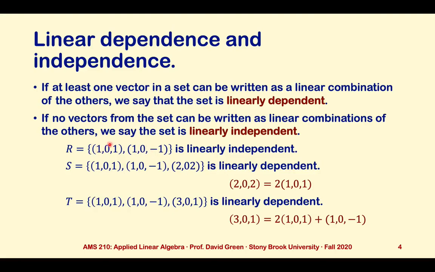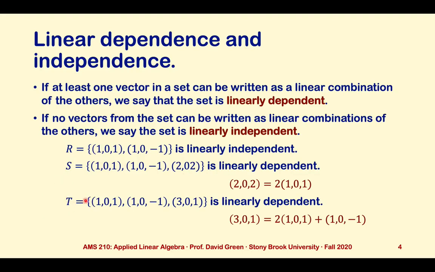The set of two vectors from R3, (1, 0, 1) and (1, 0, -1). This set is linearly independent because neither of these is a scalar multiple of the other, and that's the only way we can write linear combinations when we only have two vectors. On the other hand, this set of three vectors, where we've added an additional vector (2, 0, 2), is a linearly dependent set because that third vector we added is a scalar multiple of (1, 0, 1), a linear combination of the other vectors.